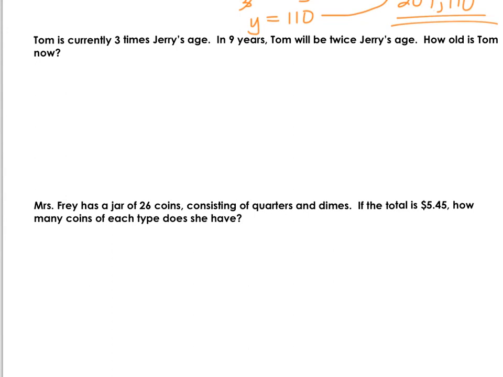All right, I'm going to help set one more up with you, and then you'll have a little bit of homework for tomorrow. Tom is currently 3 times Jerry's age. In 9 years, Tom will be twice Jerry's age. How old is Tom now? All right, let's take a look. So we have Tom and Jerry. I guess T and J would seem reasonable. T will represent Tom's age, and J represents Jerry's age.